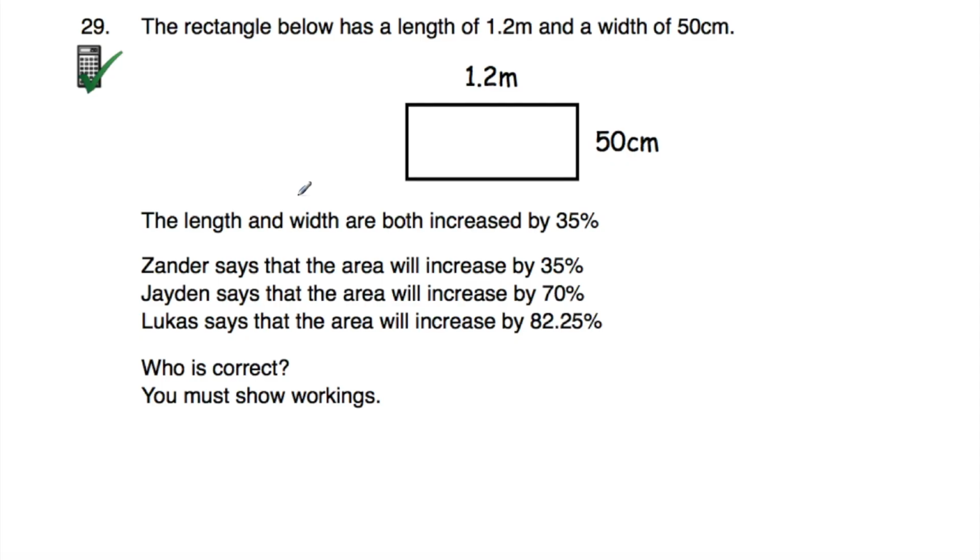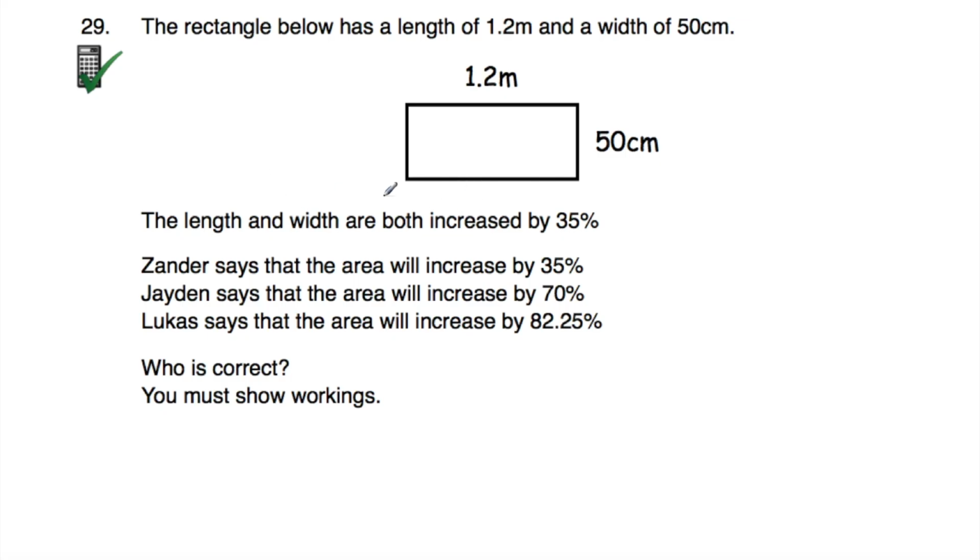And then we're told the length and the width of the rectangle are both increased by 35%. And Xander says that the area will increase by 35%. Jaden says the area will increase by 70%, and Lucas says the area will increase by 82.25%. And then it says who is correct, and you must show your workings. There's a few different approaches you could use in this question, but I'm going to use one that uses multipliers because we've looked at in the previous questions how to use multipliers.